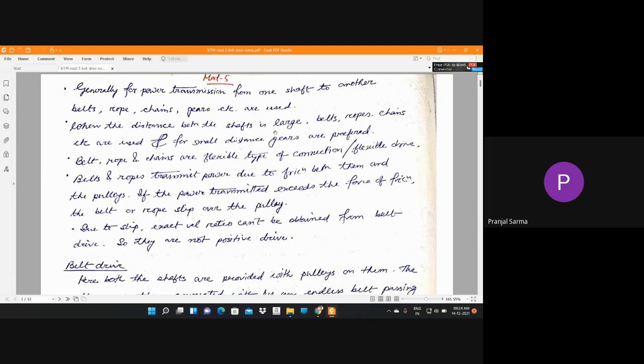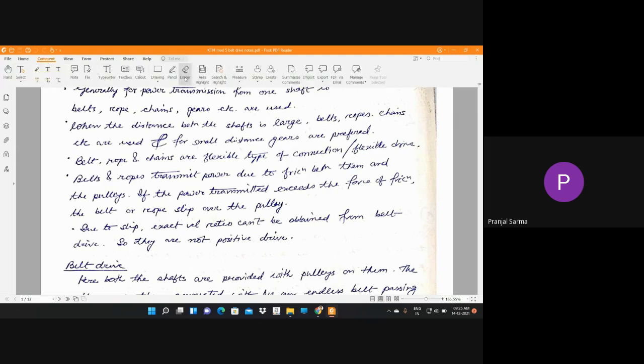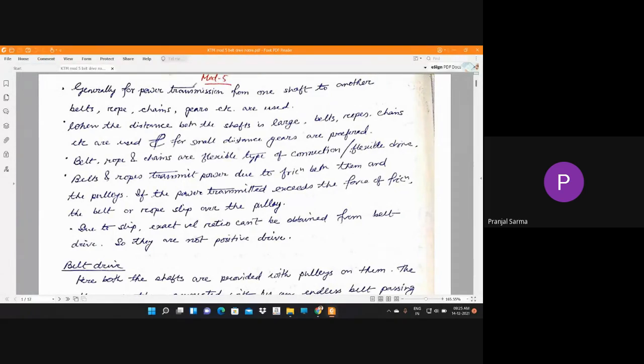In the previous case, we saw that gear drives are basically preferred for transmission of motion or power when the central distance between the two shafts is small. But when the central distance between the shafts is large, gear drives no longer remain a valid solution. In that case, we generally use belt drive, rope drive, chain drive, etc.